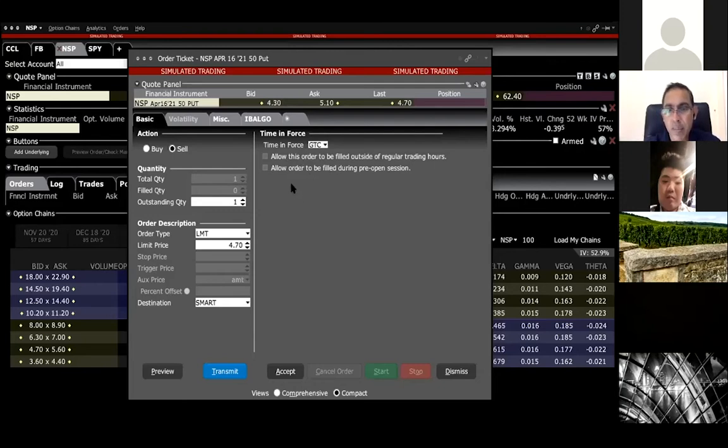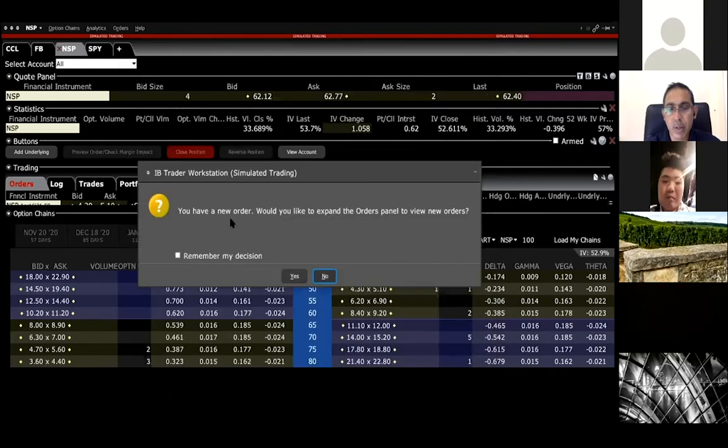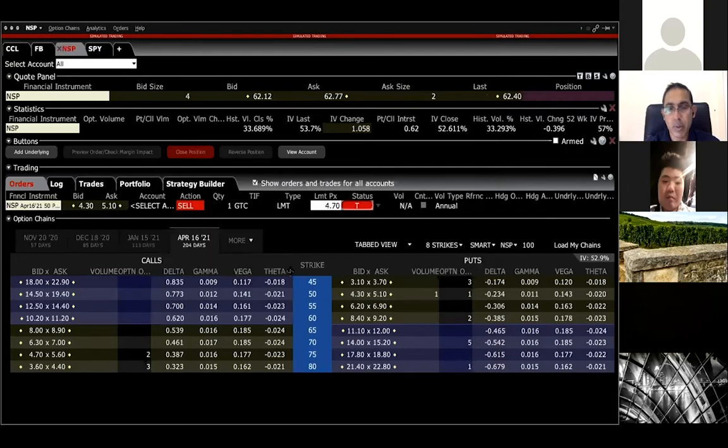Then you have these buttons, allow this order to be filled outside regular trading hours. These are more relevant for stocks, not options. So after that, I can directly transmit, but what I do is I first go and accept the order. I get a message, you have a new order. Would you like to expand the order panel to view the new order? So yes. Here I see the order which got populated.